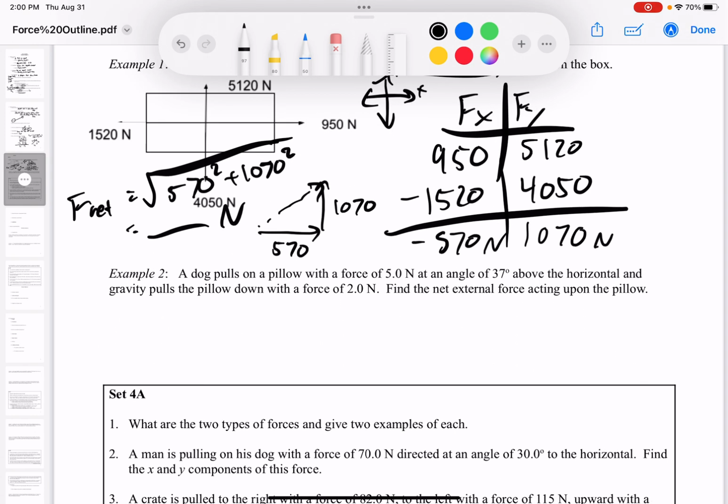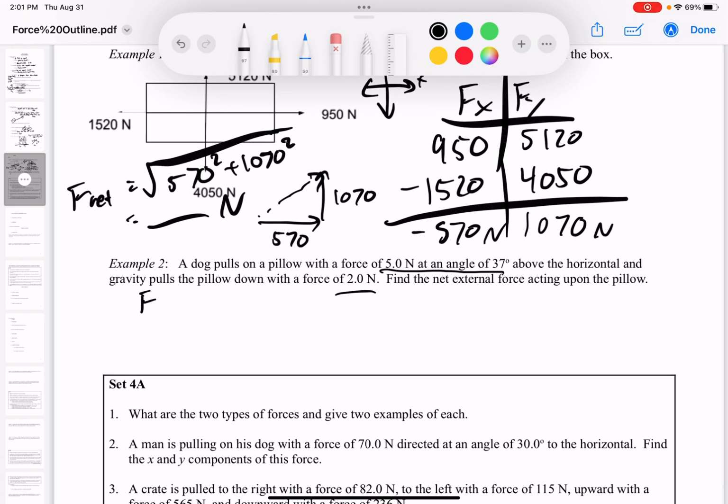Now, hopefully this should look familiar. This is similar to what we've done a little bit with our 2D motion. But that's how we would find our F net. Now, the second one, we have a force at an angle of 37 degrees above the horizontal, and gravity also pulls down with a force of 2 newtons. Here we're still finding the net external force. So let's go ahead and draw our Fx and Fy chart. Now this one is at an angle, so it's going to have both a y component and an x component.